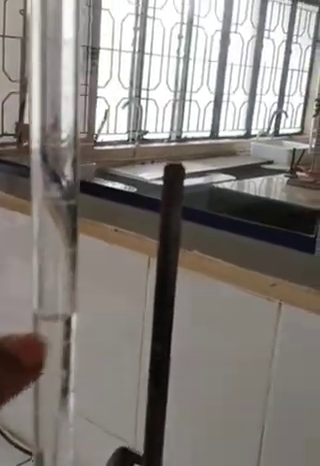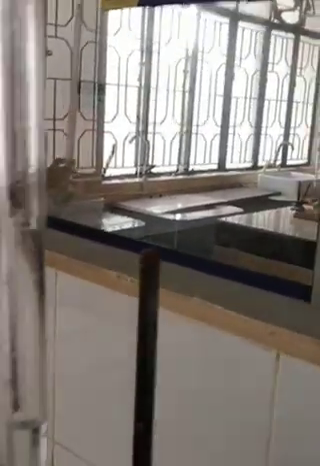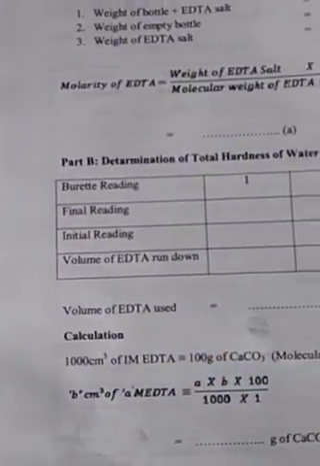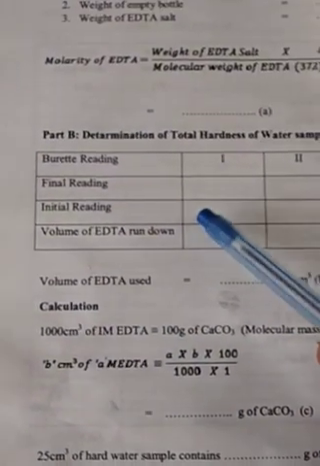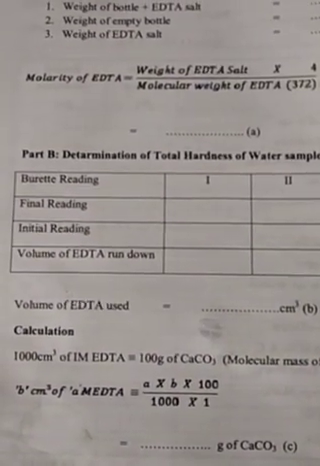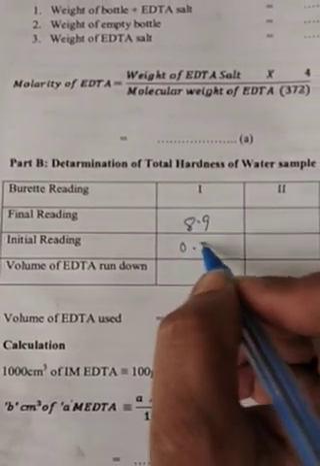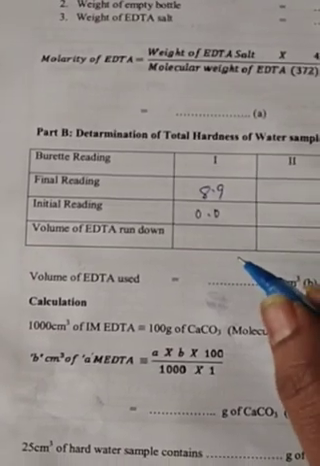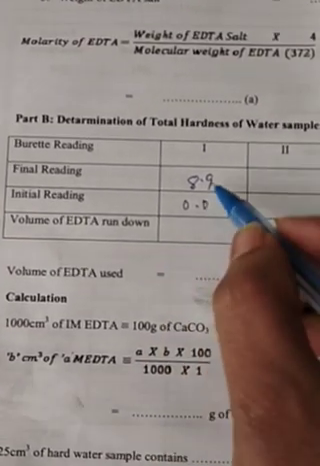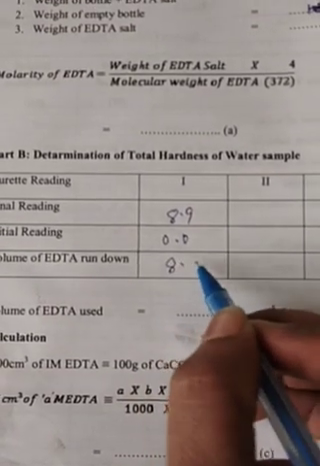Then note down the burette reading. Whatever burette reading it shows, note it down and enter it into the observation book. Here for the first trial, the final reading is 8.9. The initial reading is 0.0, as in the beginning we adjusted to 0.0. Volume of EDTA run down is final minus initial, 8.9.